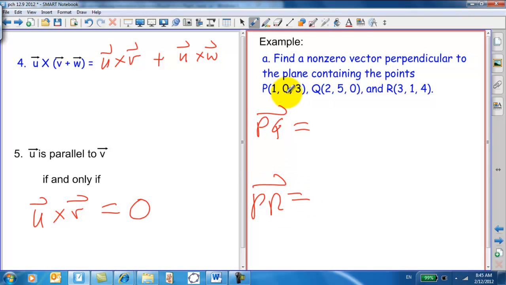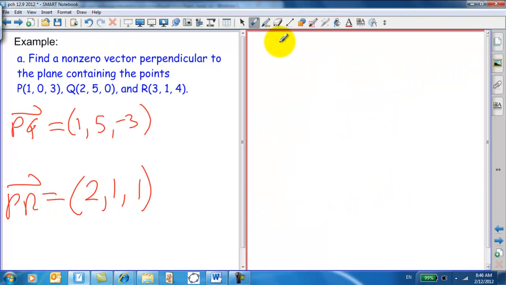Now PQ goes from 1 to 2, so that's a 1, 0 to 5 is up 5, 3 to 0 is actually down 3. P to R, we go from 1 to 3, so that's up 2, 0 to 1, so that's up 1, 3 to 4, so that's up 1. So there's PR and PQ. Now we just need the cross product.